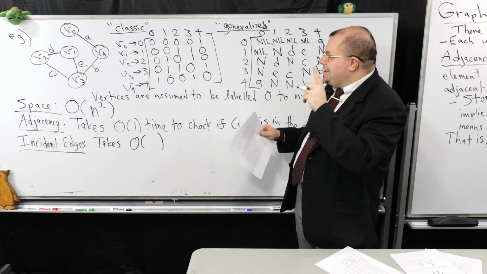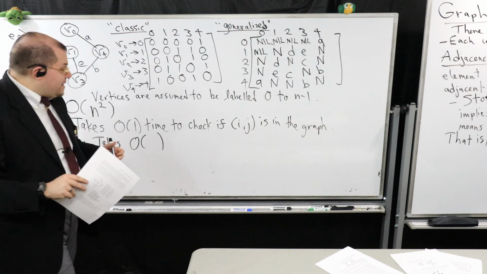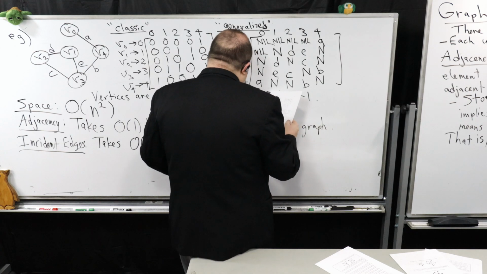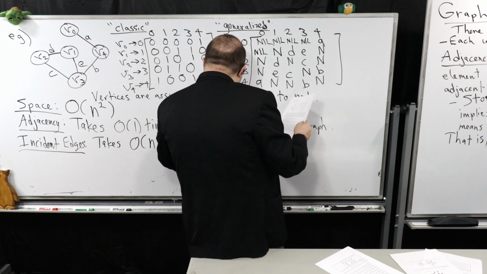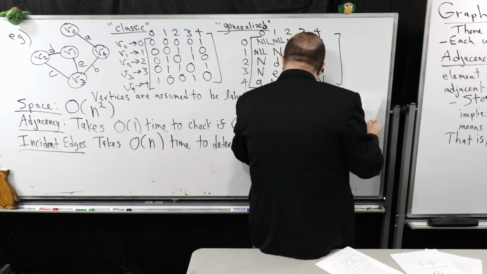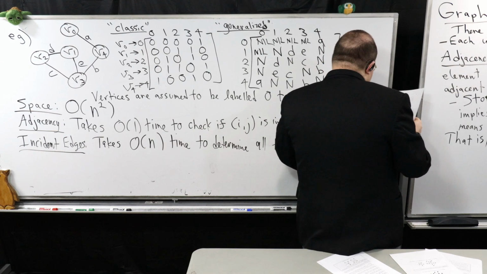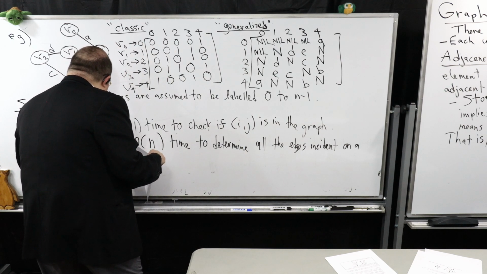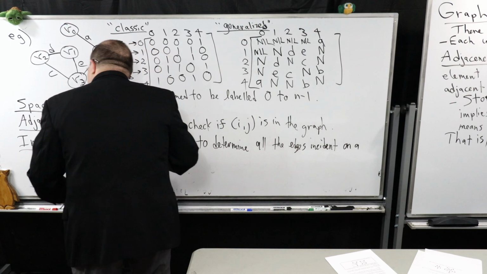I'll give you a hint. Remember the dimensions of this array. Yeah, because there's n elements, exactly. It takes big O of n time to determine all the edges incident on a vertex. And I'll just remind you that it's just check a row. That's relevant for you.